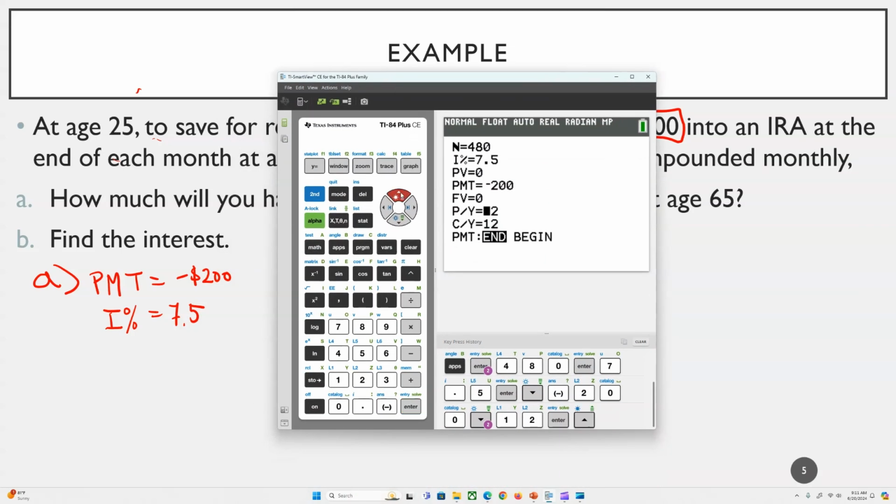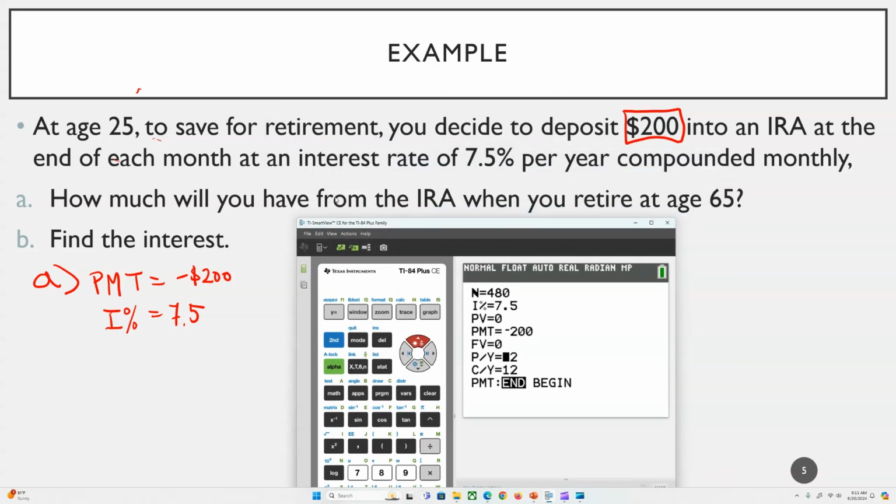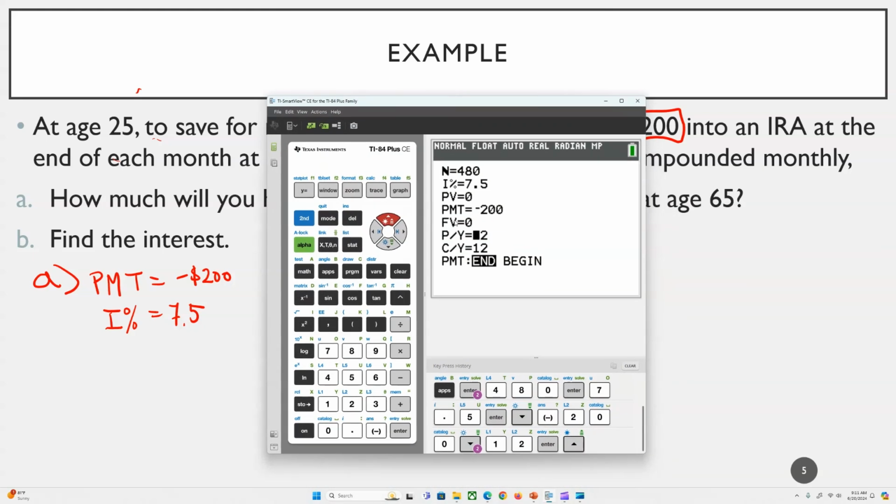So what it's asking you is, how much will you have from the individual retirement account, the IRA, when you retire at age 65? What that's saying is, how much am I going to have in the future, way out in the future? That's what I want. So this FV is what we're solving for. Present value is how much you have in your account today when you start. Well, how much I have in my account today when I start is 0. It doesn't start with anything. And I want to figure out how much I have in the future.